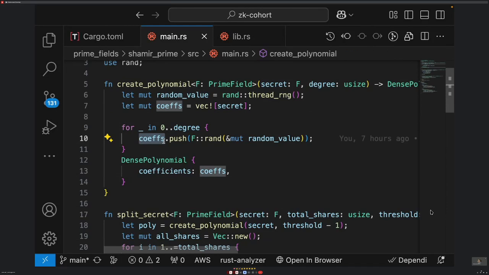So coefficient dot push. I think most of us are familiar with JavaScript. So you know that if you instantiate a new array outside, I can do the push method on it and add values to it.